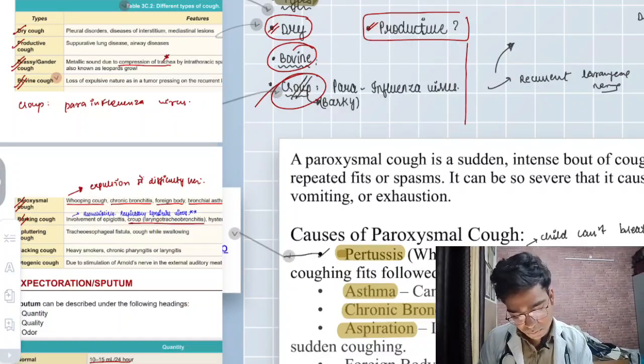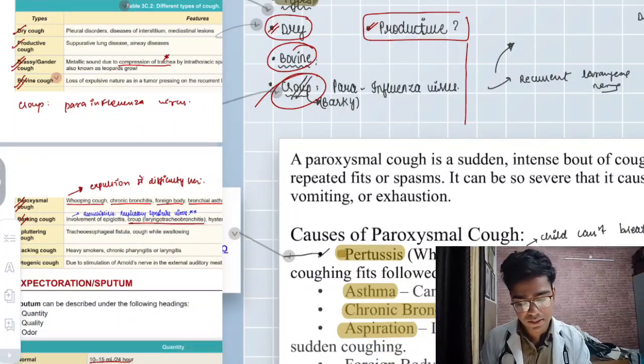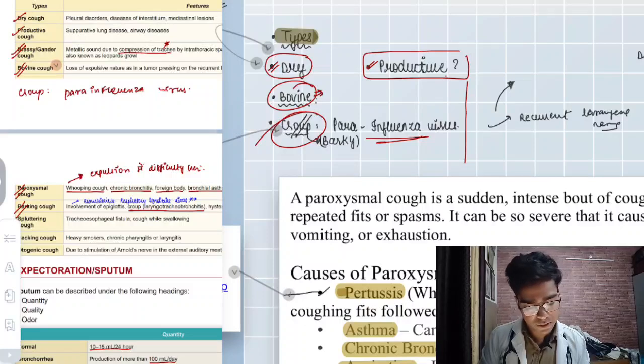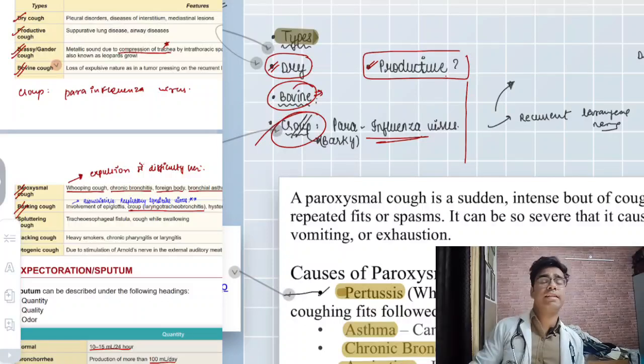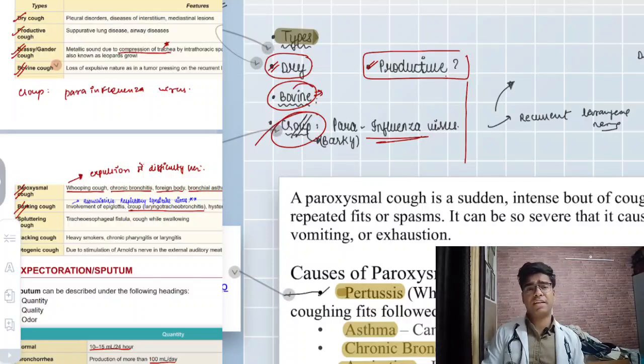Then we have the croup. As we all know, it's very common in children, and it's seen with the parainfluenza virus. So these are the kinds of cough we must know: the dry cough, the productive cough, the bovine kind of cough. Recurrent laryngeal nerve involvement can be due to any kind of tumor around that, and the croup.